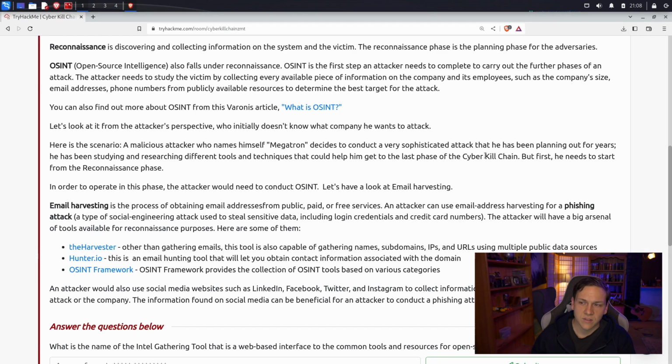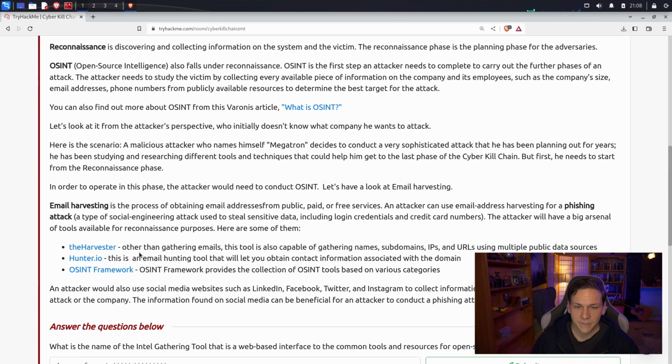An attacker can use email address harvesting for a phishing attack, a type of social engineering attack used to steal sensitive data, including login credentials and credit card numbers. The attacker will have a big arsenal of tools available for reconnaissance purposes, and here are some of them.